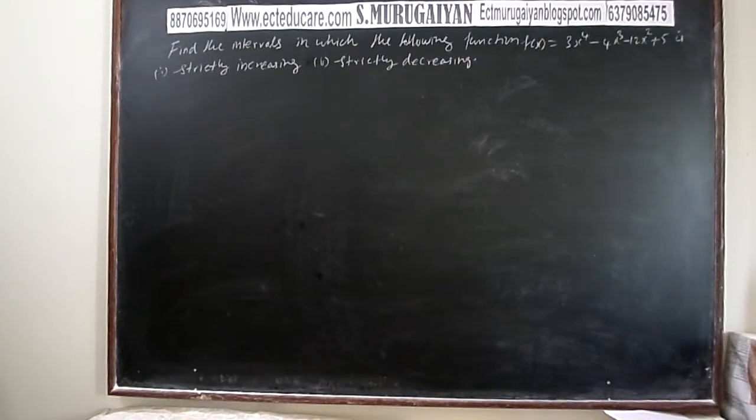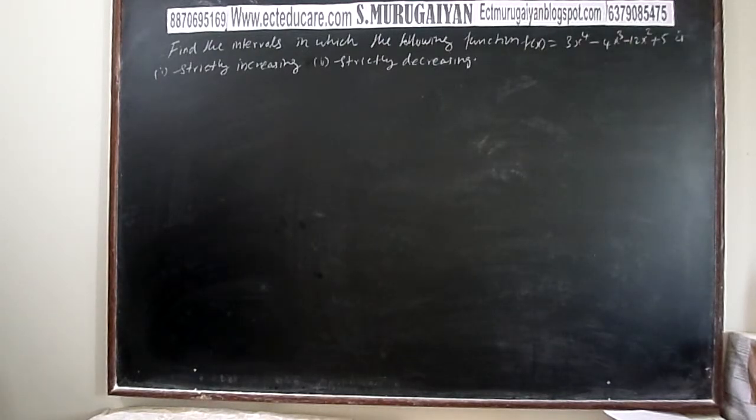Hello students, in today's class we are going to discuss a few questions from increasing and decreasing functions. The question is: find the intervals in which the function f(x) = 3x^4 - 4x^3 - 12x^2 + 5 is strictly increasing or strictly decreasing.